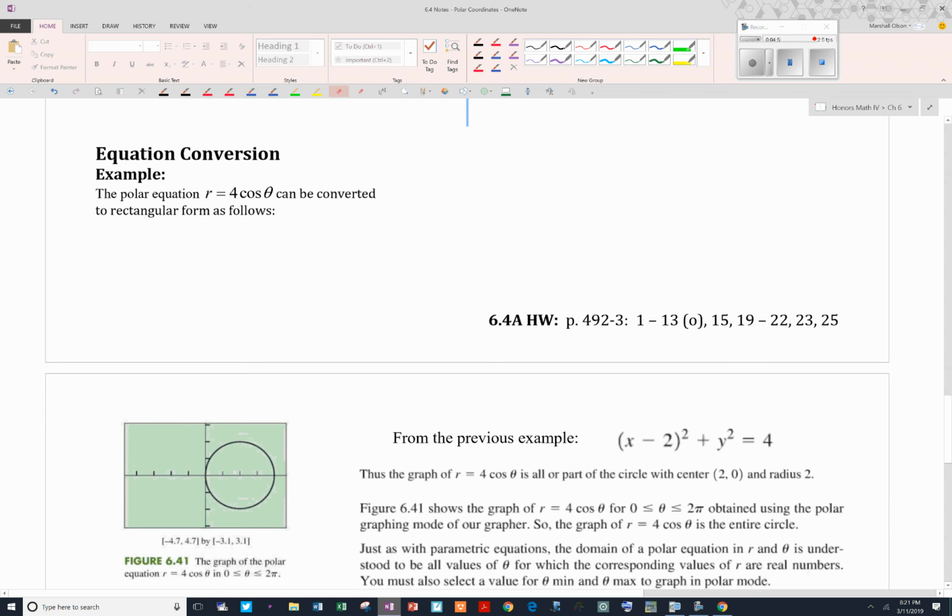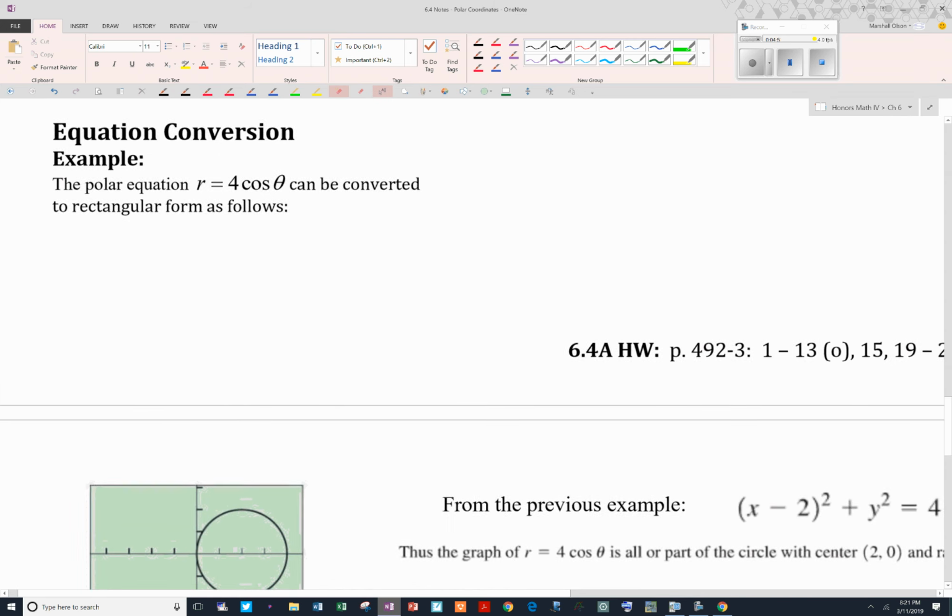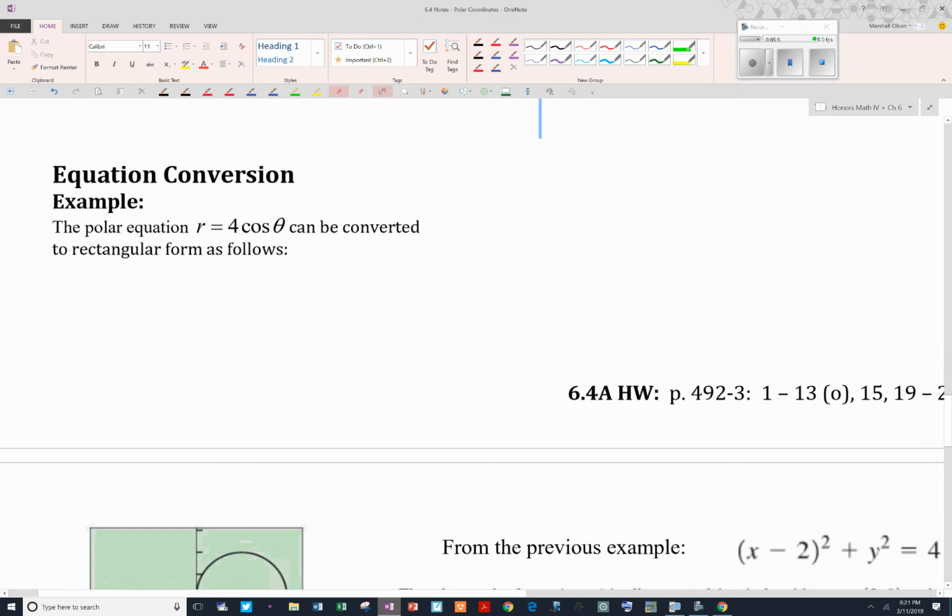I think that's where we were, right there. Okay. And once you see some of these things, you're going to be able to reach into your toolbox and figure out which method would be the best for the conversions that you're doing.